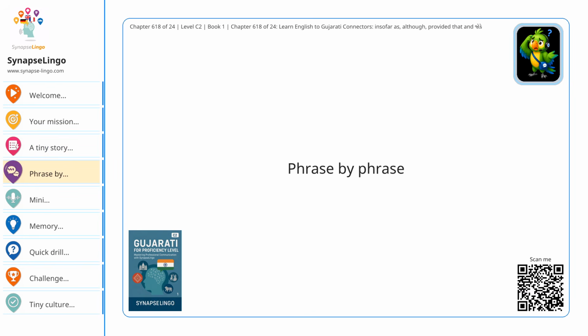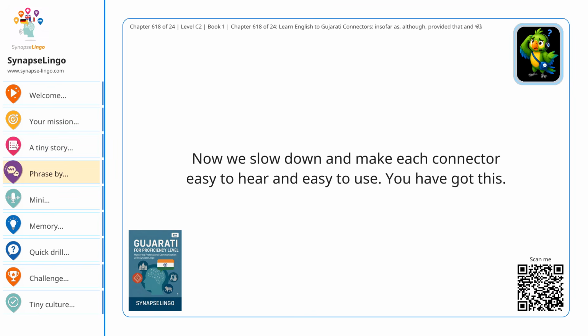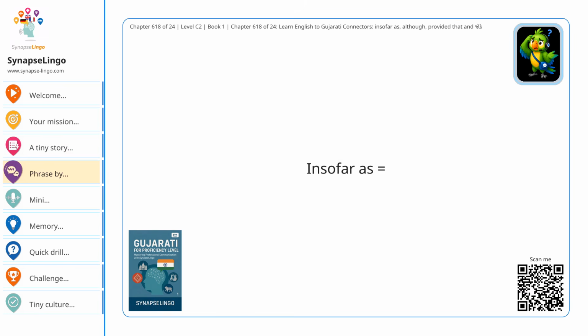Phrase by phrase. Now we slow down and make each connector easy to hear and easy to use. You have got this. Insofar as equals જ્યાં સુધી. Example: I agree જ્યાં સુધી the plan stays simple. Provided that equals જો કે. Example: You can go outside જો કે it does not rain. Although equals જો કે. Example: જો કે it was raining, we went outside.